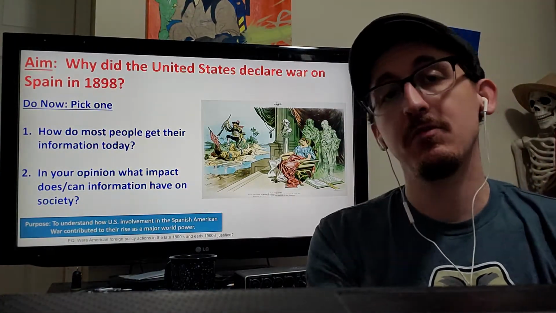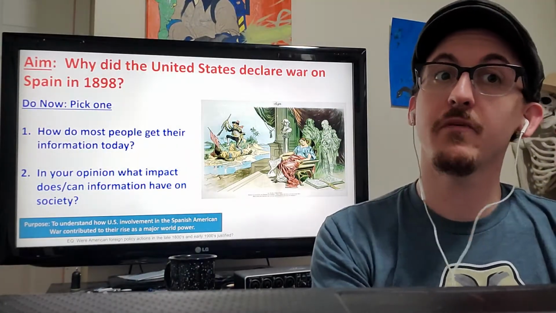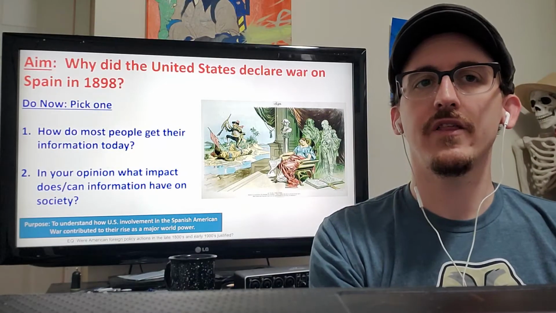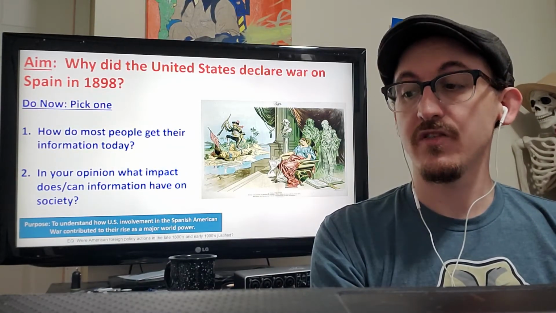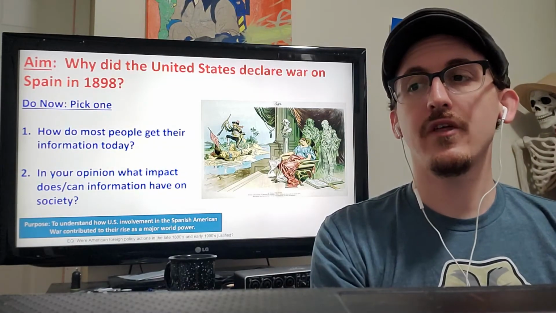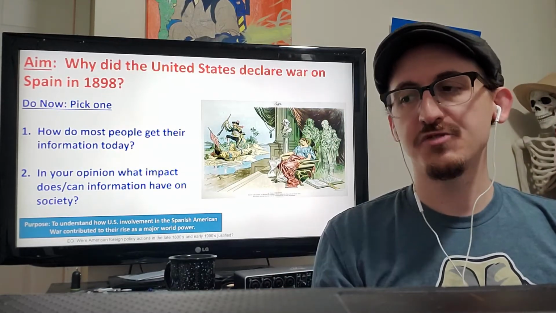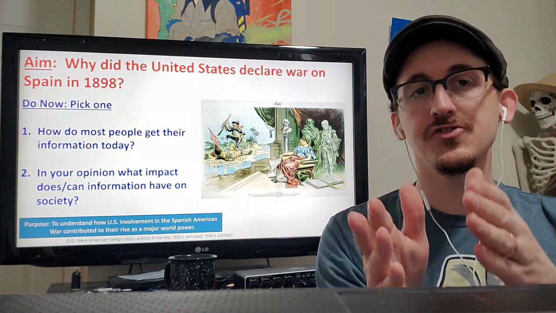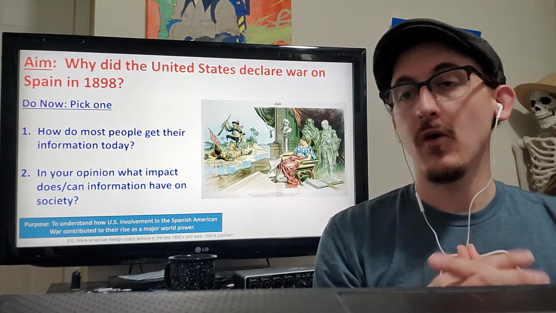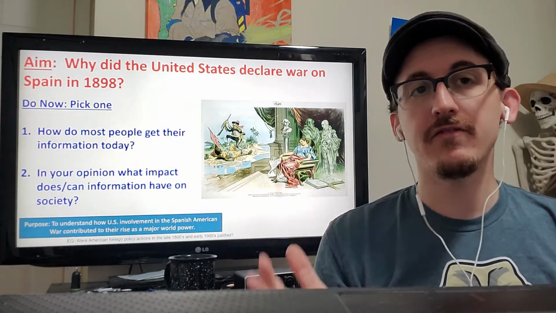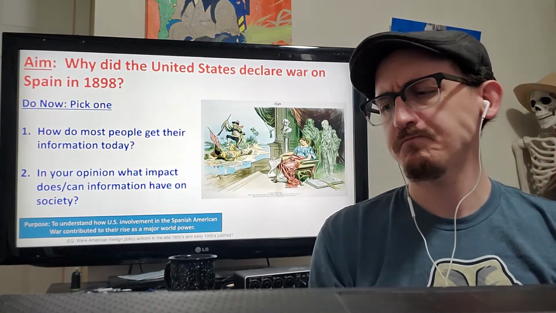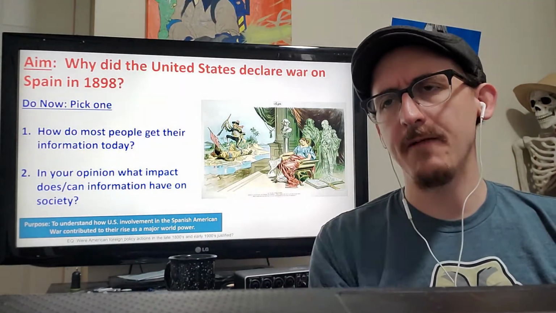Do now. How do people get their information? Well, this has to do with information. This has to do with the media. This has to do with America on the world stage. American intervention, which means America going into other countries and helping or hurting or just getting involved in other nations. This is really the beginning of all of that.